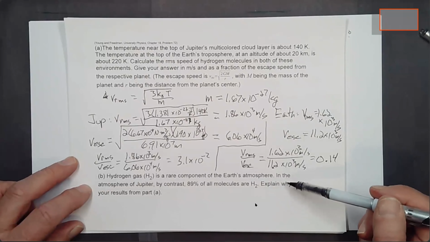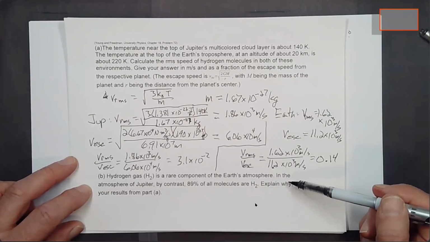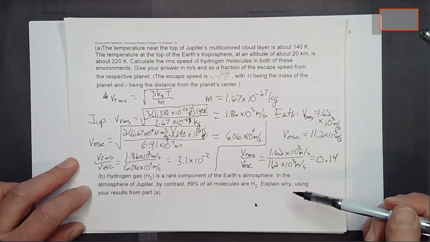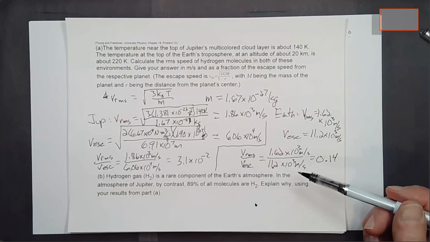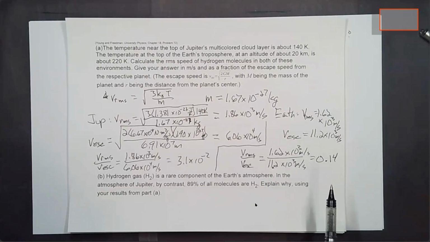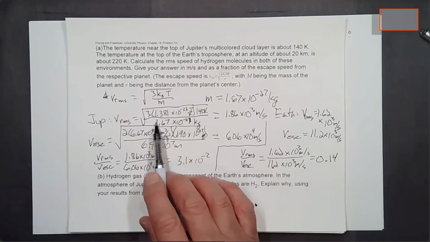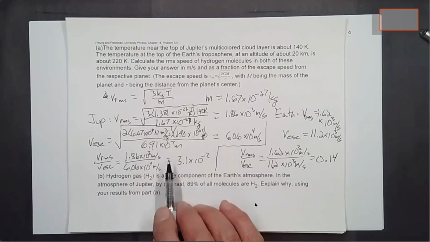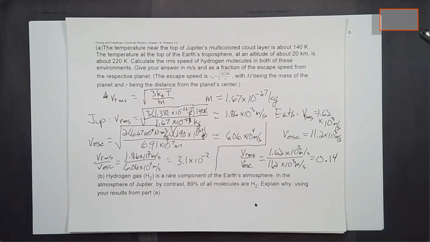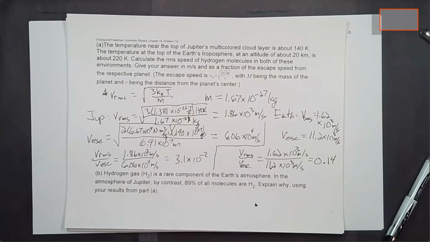Actually, for the hydrogen gas, I should have been using H2, I think. Yeah, I should have had a 2 down here, which would reduce all of these speeds by the square root of 2. But let's not worry about that for the moment.